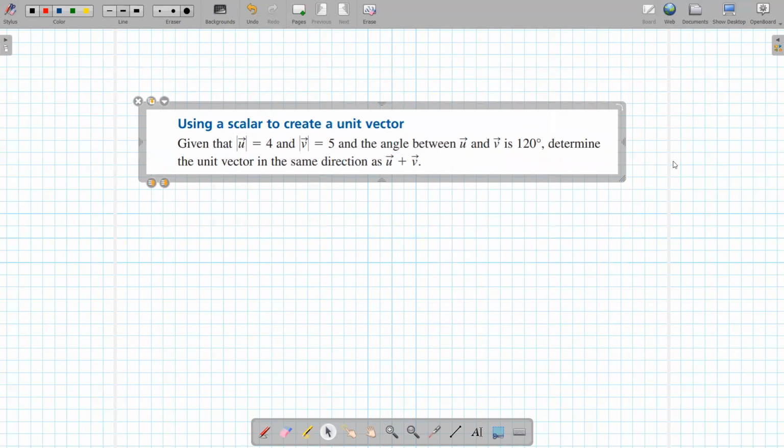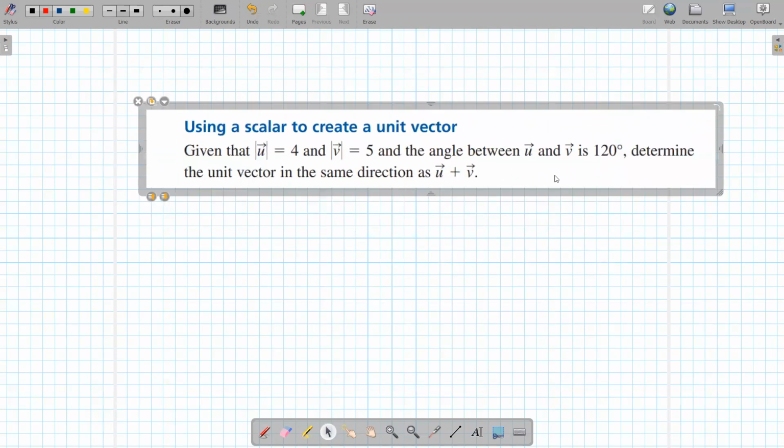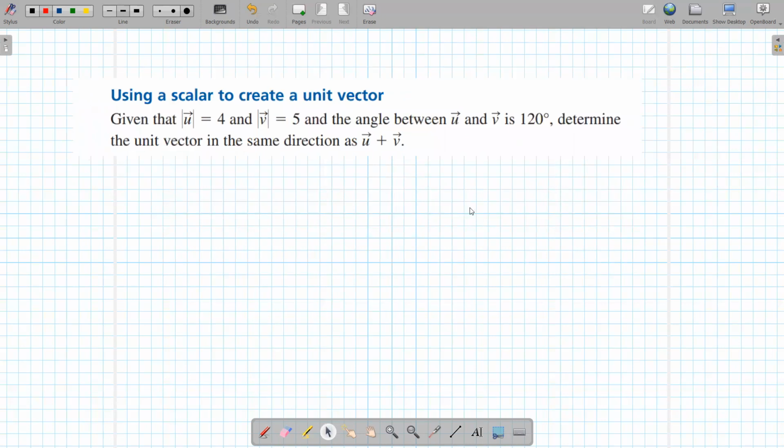We saw this word before, unit vector. Do you remember what that means? It's a vector and it has a special magnitude of 1. Unit vector, magnitude 1.